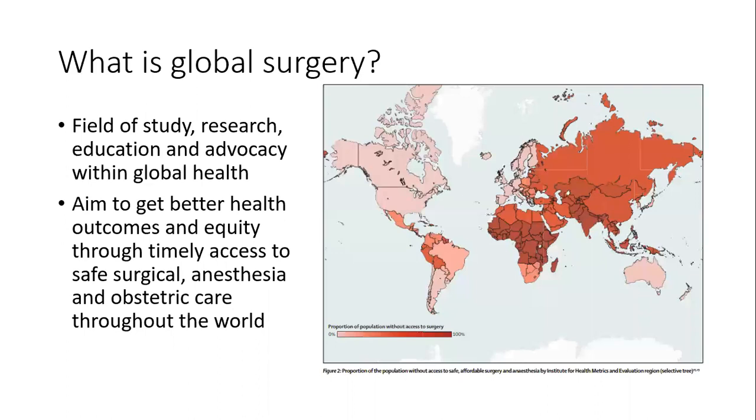What is Global Surgery? It's a field of study, research, education and advocacy within global health. It aims to get better health outcomes and equity through timely access to safe surgical, anesthesia and obstetric care throughout the world. We know that the world has an unequal amount of surgeons, facilities and infrastructure, and this cannot continue the way it is.